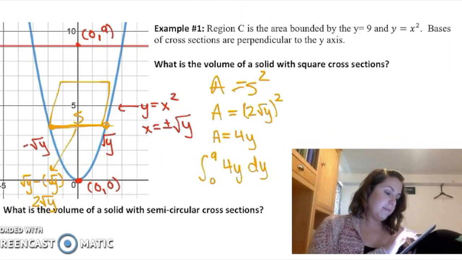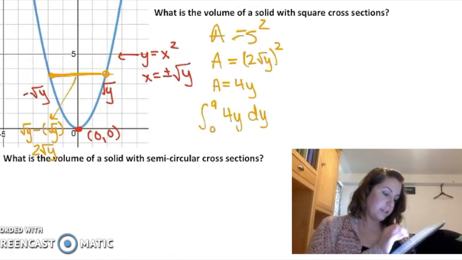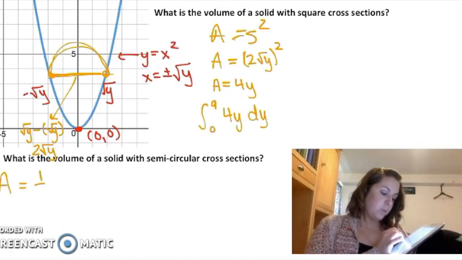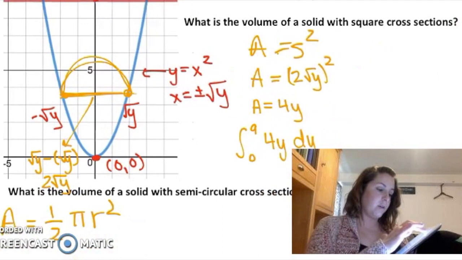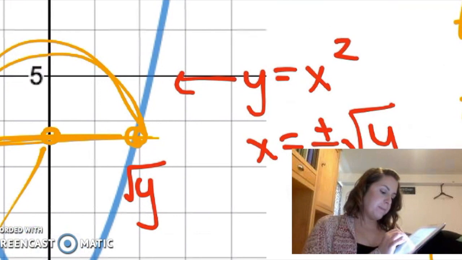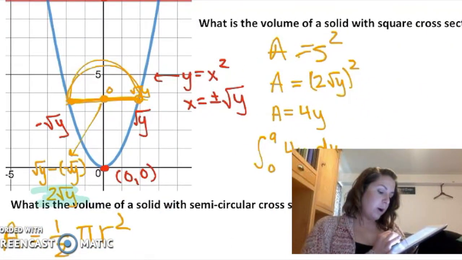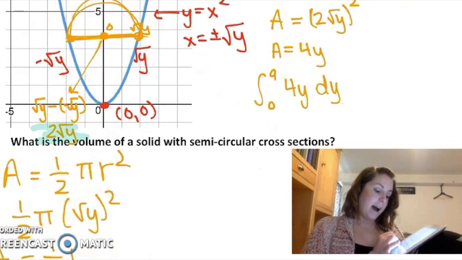Let's look at another one. Let me erase this square here. So volume with semicircular cross section. So now I'm talking about putting a semicircle here, right? So area of a semicircle is 1/2 pi r squared. What's your radius here? Well, you can either take your whole side length and divide it by 2, which would just give you radical y, or you can think about from the center to the edge there, that's just radical y and 0. So your radius there is just radical y. So this would be 1/2 pi times radical y squared. So your area function is 1/2 pi times y.